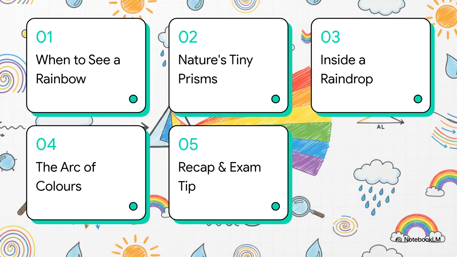So, here is our plan. First, we'll talk about when exactly you can see a rainbow. Then we'll see how raindrops become nature's tiny prisms. After that, we'll zoom into a single raindrop to understand the 3 key steps that happen inside. Then we'll see how that creates the arc of colors. And finally, we will have a quick recap and a very important exam tip for you.